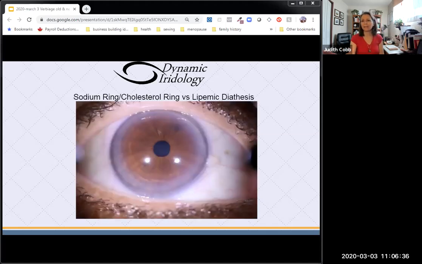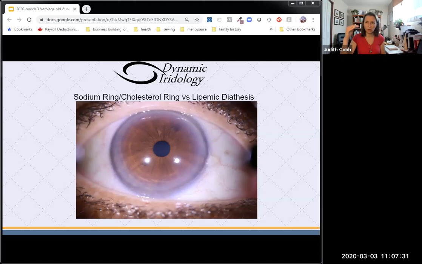We also used to have this thing called a sodium ring or a cholesterol ring, and we now call it a lipemic diathesis. The reason we do this is we're talking about this ring coming around here, and it used to be believed that this had a really high correlation, and it does have some correlation to the presence of hardening of the arteries and senility and elevated cholesterol, things like that. But it's not a super strong correlation. What we now know is that this actually has a stronger correlation to how the body manages its carbs and its fats.